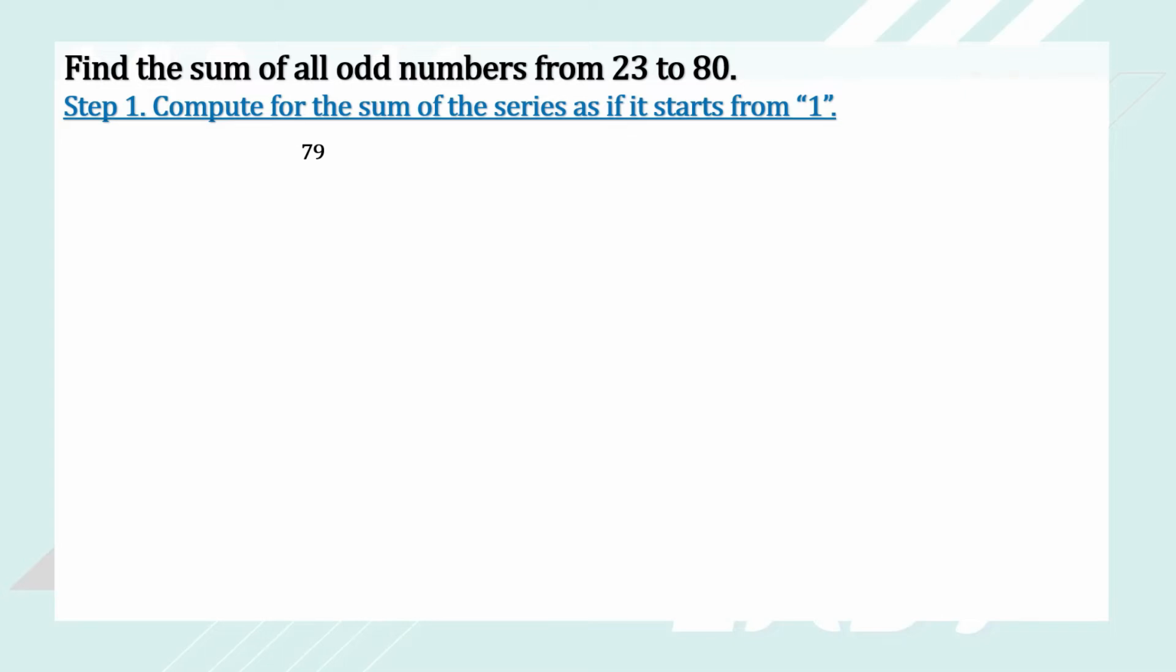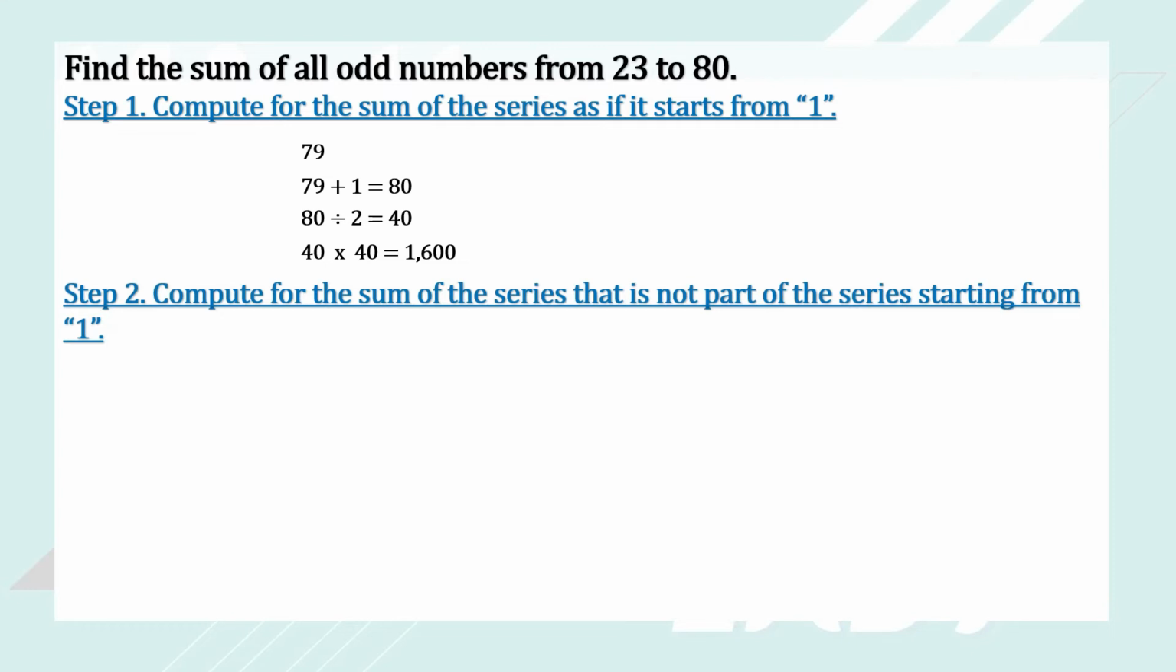So, ang last odd number natin sa 23 to 80 is 79. So, add 1 is equal to 80. And 80 divided by 2 is equal to 40. And 40 multiplied by 40 is 1,600.